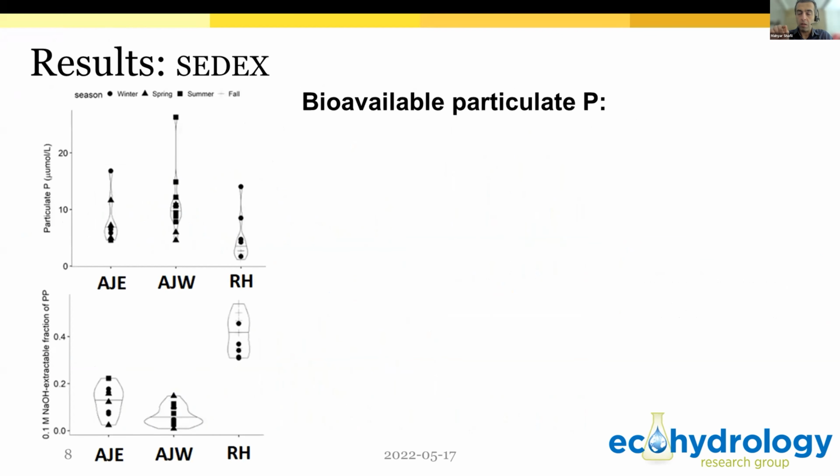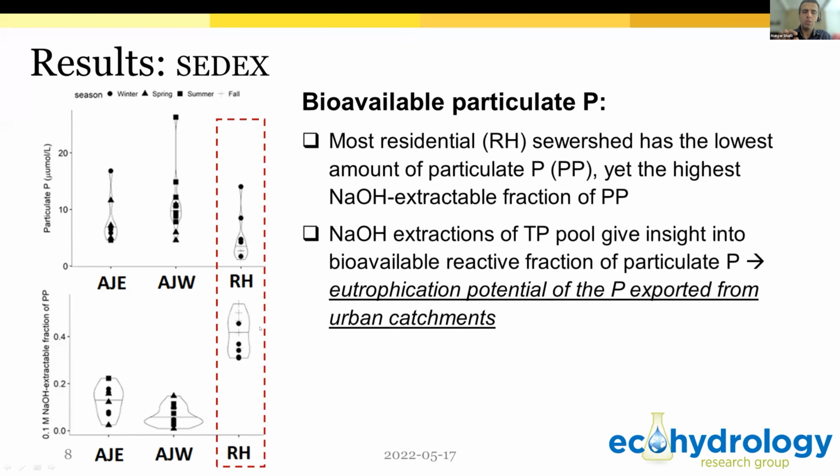Looking into the particulate phosphorus pool, comparing these three sewer sheds, we see that Richmond Hill has the smallest amount of particulate phosphorus, but within that pool, we have the highest fraction of bioavailable phosphorus. So that means that residential development might have eutrophication potential because there's a lot of particulate phosphorus leaving the system. And if they're not captured by a P-retentive option like a stormwater pond, they might be problematic down the road because there's a large fraction of bioavailable pool within them.